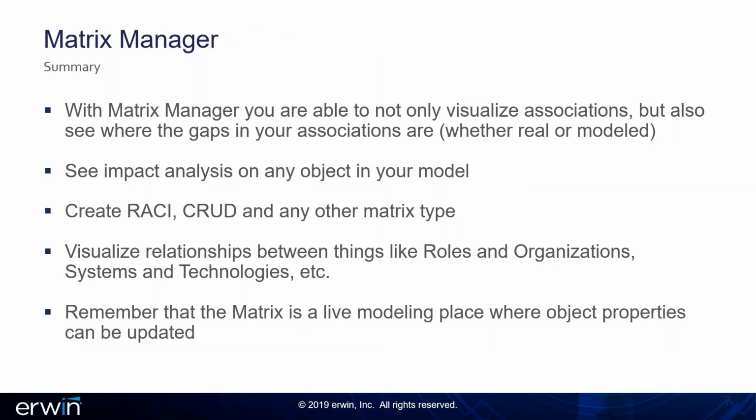And just to summarize, with the matrix, you're able to not only visualize your associations, you can also see where the gaps may be, whether real or modeled. You can do impact analysis, create matrices that are RACI or CRUD or service-oriented, application architecture-oriented, really whatever is required for your purpose. You can visualize relationships between the objects like roles and organizations, and you can make new associations there. And you can also view any properties of your objects. You can later figure out if the associations should exist or should not.